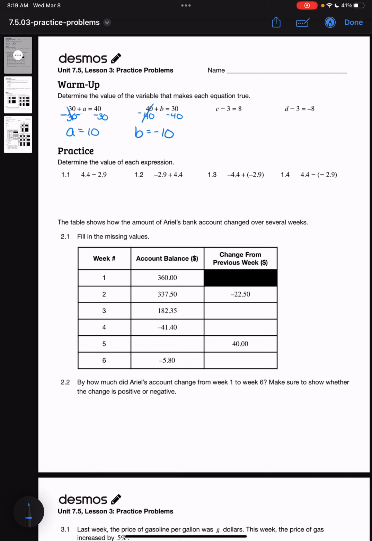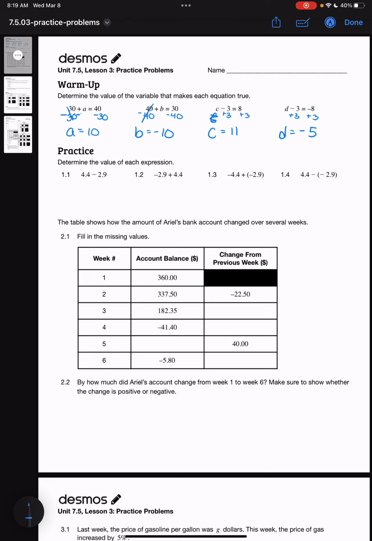C minus 3 is 8. So the inverse of subtraction is addition. So I'm going to add 3 to each side. So C is equal to 11. And same thing here. Add 3 to each side. D is equal to, if I have negative 8, negative 7, negative 6, negative 5.